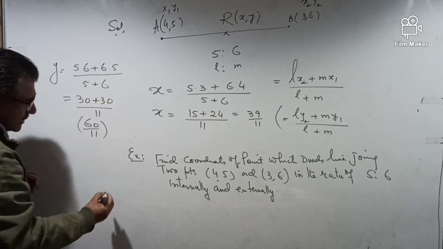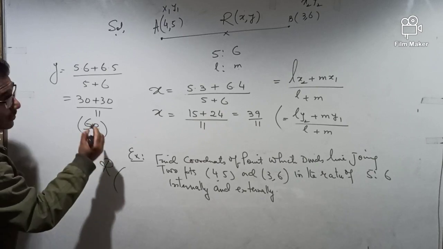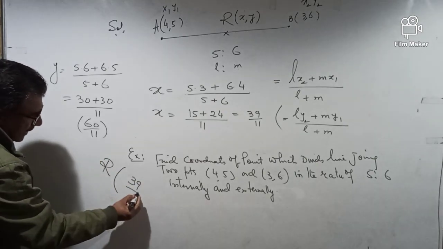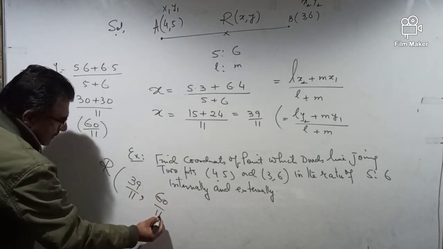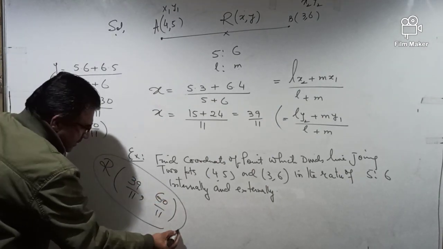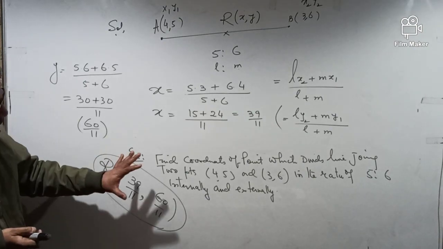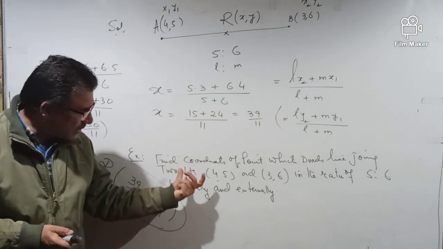So what are the coordinates of the point R now? The coordinates of R are: the first coordinate is 39 by 11 and the second is 60 by 11. So these are the coordinates of the point R. So this is how to apply the section formula to a particular question.